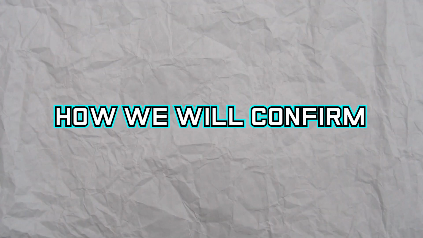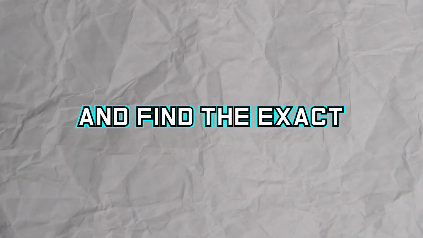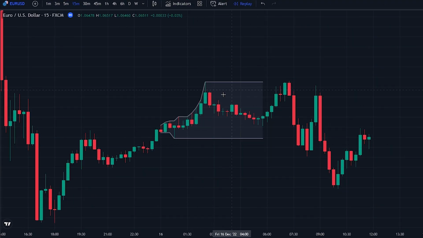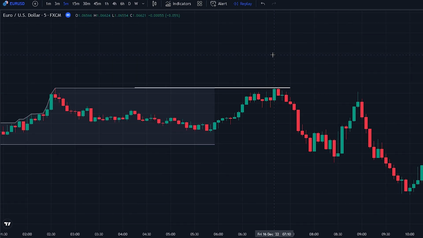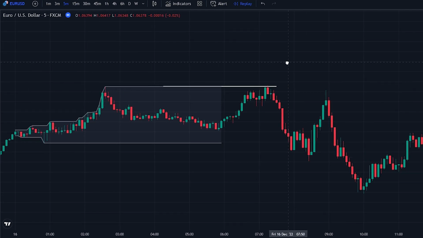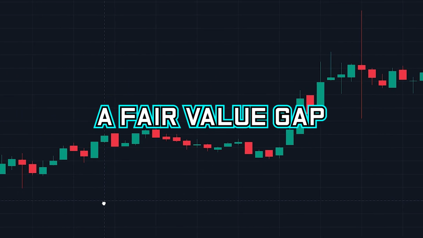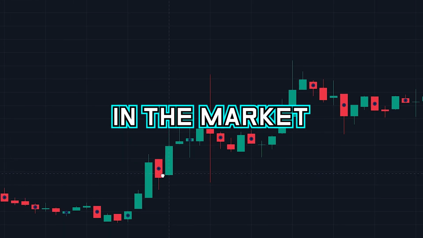Now let's take a look at how we will confirm these signals and find the exact time we want to enter into the position. Here we see another setup that meets the requirements we previously mentioned. To confirm and find the exact point to enter the position, we will switch to the 5-minute time frame. After doing that, we will be using fair value gaps to find the point at which we will enter into the position. A fair value gap shows us imbalances in the market.